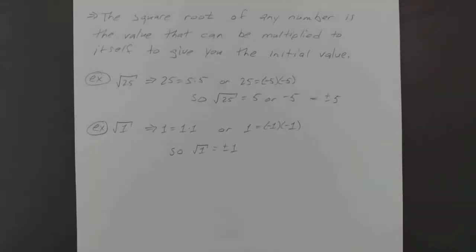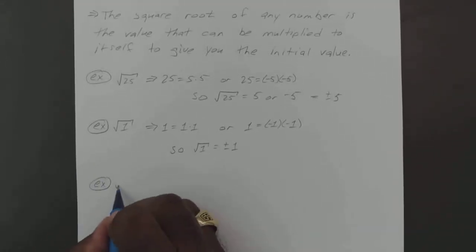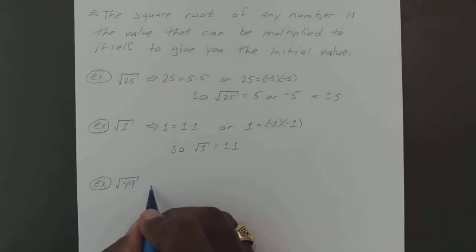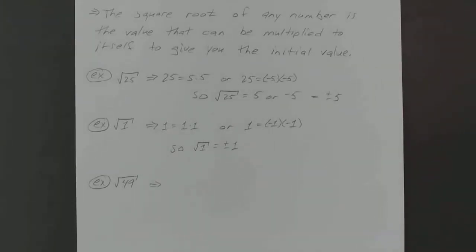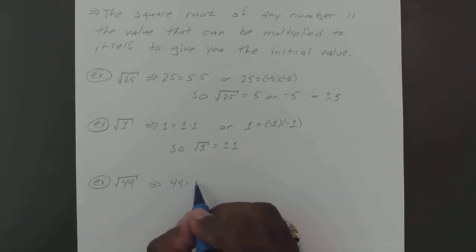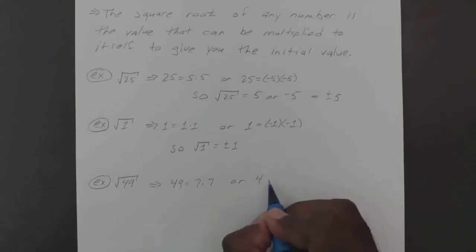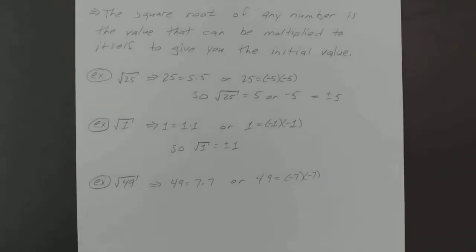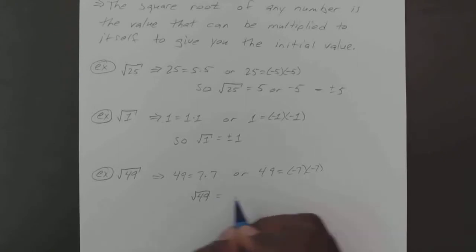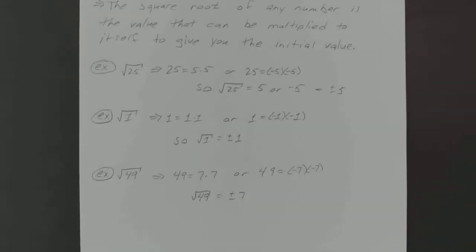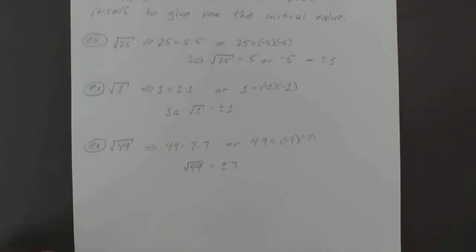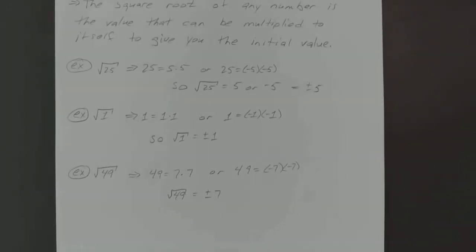Okay. So if we tried square root of 49. We know that 49 is either 7 times 7 or negative 7 times negative 7. So that means square root of 49 can equal either positive or negative 7, because each of them, if you multiply it to itself, it'll give you 49. All right. Any questions on that one? I'll leave that up for a few seconds.